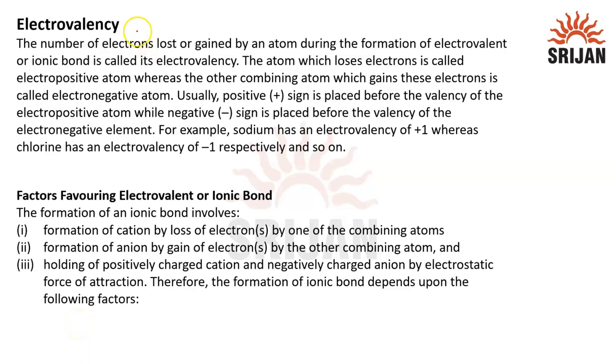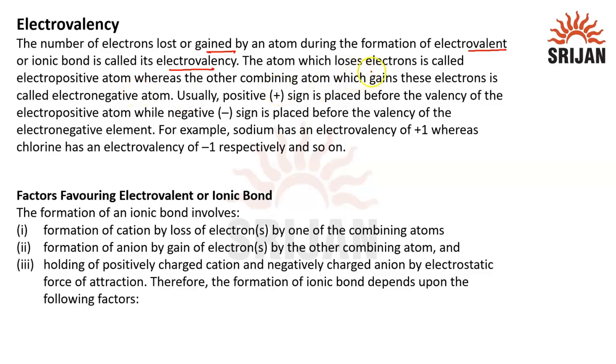In this video, we will learn about electrovalency. So we know that ionic bonds are formed whenever the electrons get transferred from one atom to another. So the number of electrons that are lost or gained by an atom during the formation of ionic or electrovalent bond is called its electrovalency.